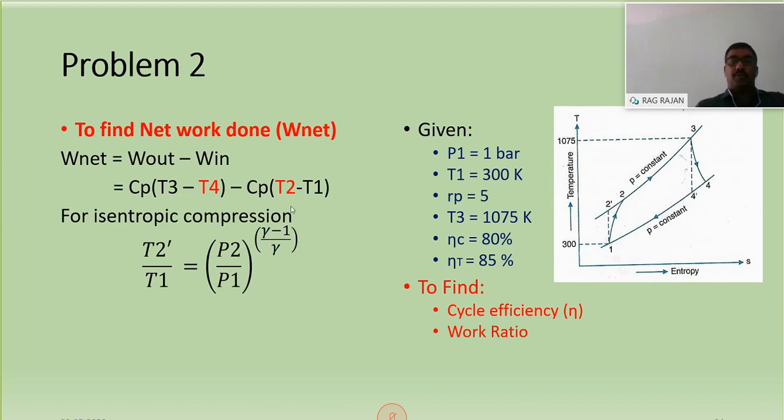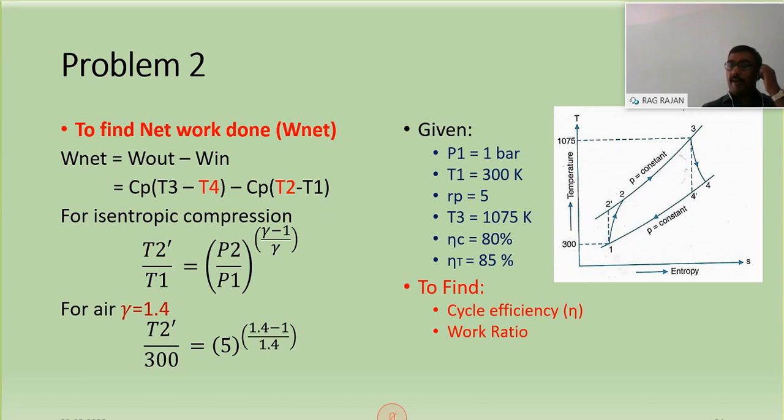For finding T2, because T2 is the outcome of a non-isentropic line, sorry for that. 1 to 2 is a non-isentropic line, isn't it? You cannot straight away find that. So first you have to consider the isentropic curve, that is 1 to 2 dash. Based on that, you will have T2 dash by T1 equal to P2 by P1, the whole raised to gamma minus 1 by gamma. Already I have mentioned that for air, gamma is equal to 1.4. So T2 dash by 300 is equal to 5 raised to 1.4 minus 1 by 1.4. So you will get T2 dash is equal to 475.36 Kelvin.